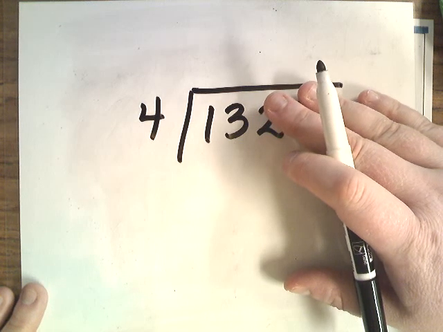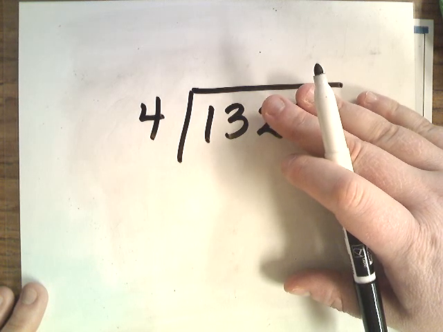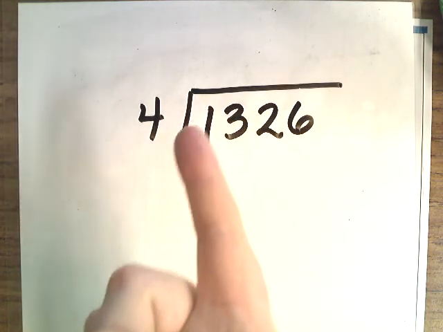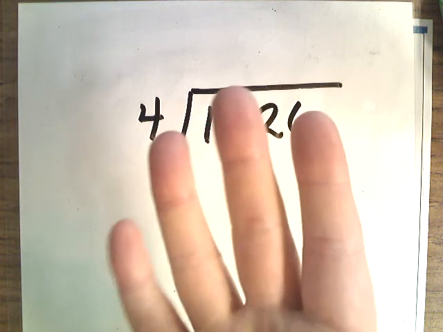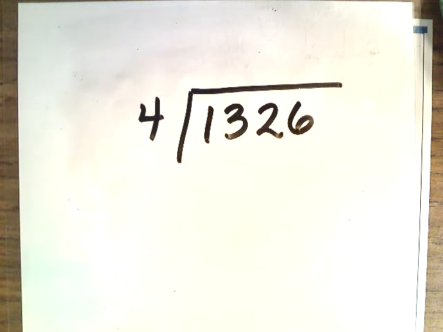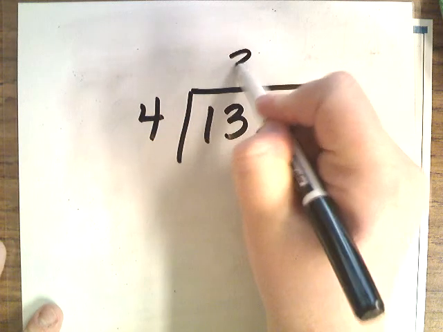How many groups of 4 are there in 13? Well, we know 4 can fit into 13, but how many times is the question. So we're going to look at that. We're going to count by 4s. 4, 8, 12, 16 is too big, so we take 1 away. It can fit 3 times without going over, but getting close.